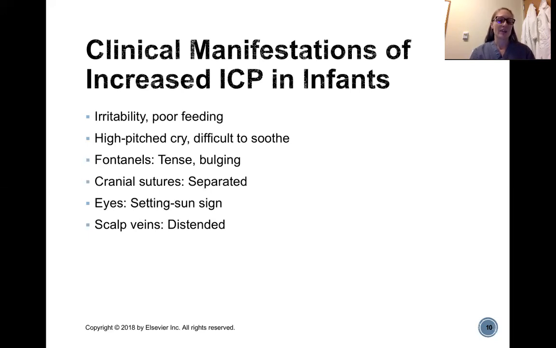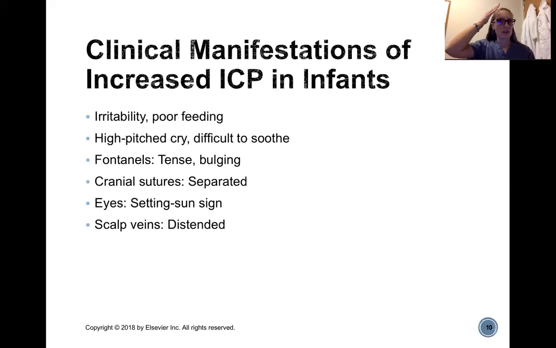The slide here has a few of them listed. So irritability with poor feeding, a really high-pitched cry is not normal. The fontanelles, remember those are soft spots. So if they're tense or bulging, there's increased intracranial pressure, because that's actually a spot where it can expand just a little bit. And then we might see some separation in the sutures.